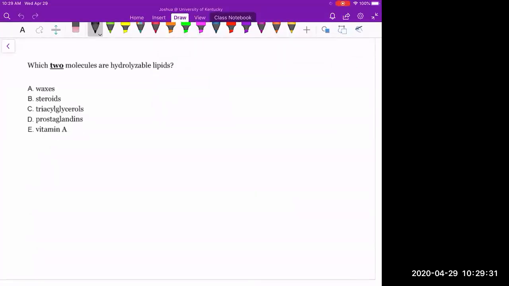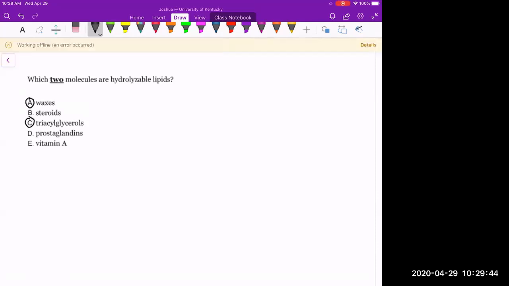Which two molecules are hydrolyzable lipids? The answer is waxes and triacylglycerols. So remember, a wax is an ester, and triacylglycerols have 3 ester linkages.